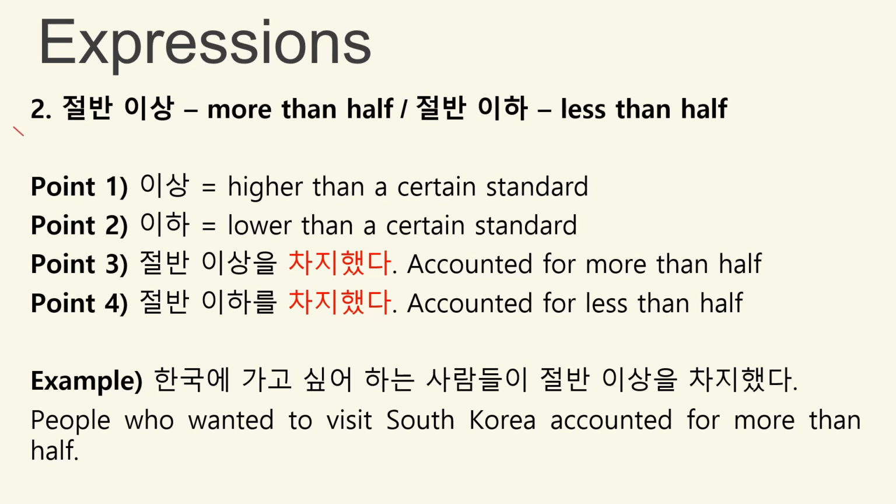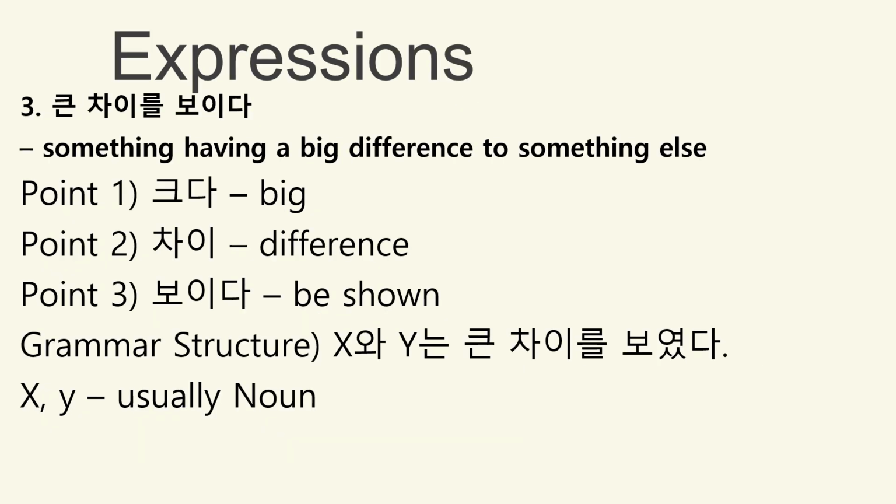In an actual sentence, this can be used in the following way. 한국에 가고 싶어 하는 사람들이 절반 이상을 차지했다. Here is the English translation. The next phrase is 큰 차이를 보이다. This is used to refer to something having a big difference to something else.